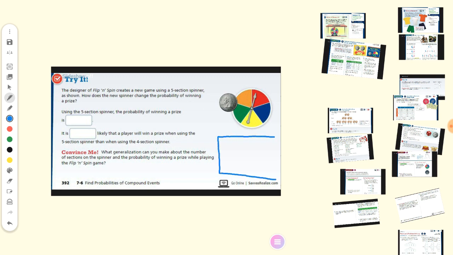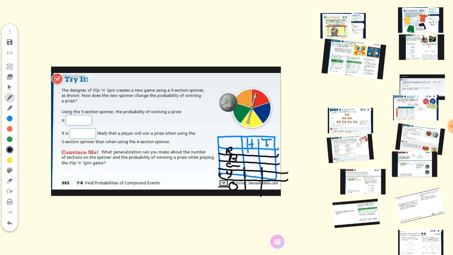First, I have the coin, head or tail. And for the spinner, it may be red, blue, green, yellow, and orange.